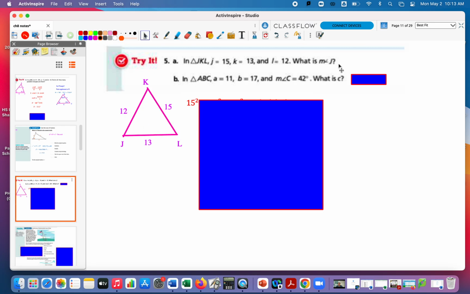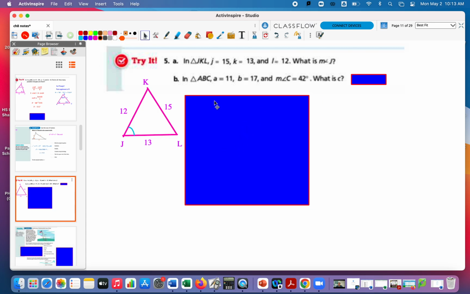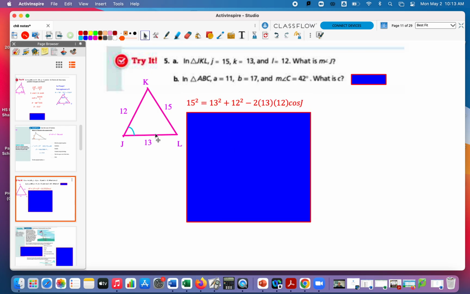So notice when I find angle J, I don't know any angles. So I can't use SOHCAHTOA or the Pythagorean theorem, not that I would need it here anyways. I know all the sides. So it's like, whoa, what do I do here? Let's set it up like this. We want to find this angle, so that matches with this side. So 15 squared equals the other two sides squared, 13 squared plus 12 squared, minus 2 times 13 times 12, cosine of J. So I can also use law of cosines to find a missing angle.